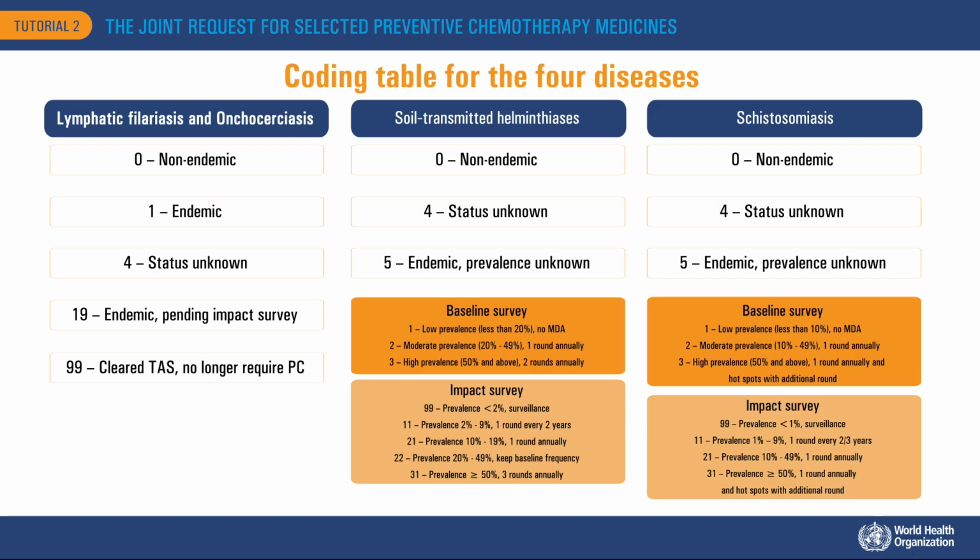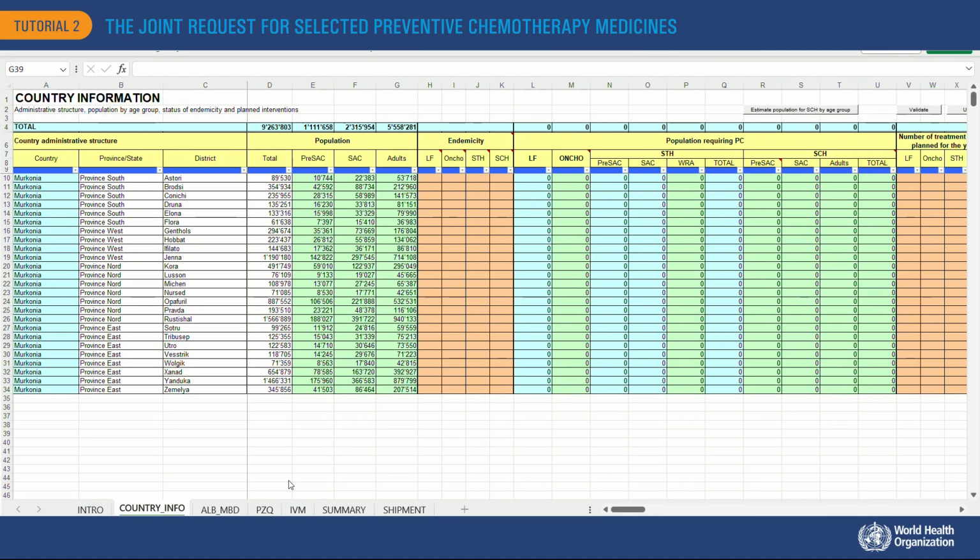It's very important to enter the correct code which represents the most recent available epidemiological data. Implementing strategy and required amount of tablets depends on the coding selected for each endemic disease. To assign values for each of the districts, you should place the cursor on each orange cell under the disease to reveal the drop-down arrow, which presents the coding, and then select the endemicity status for each disease in every district.